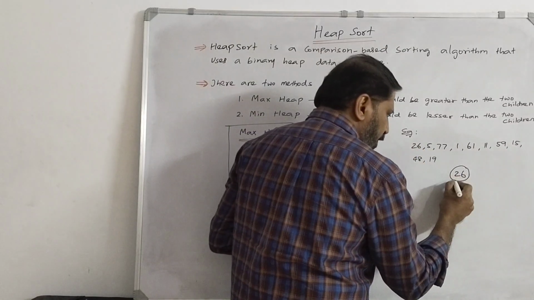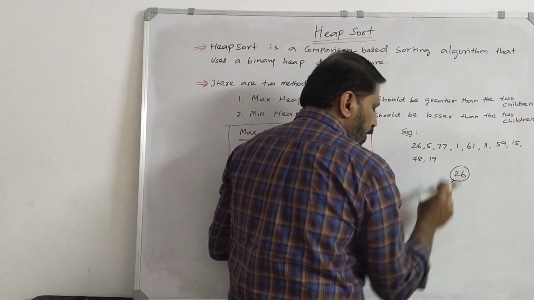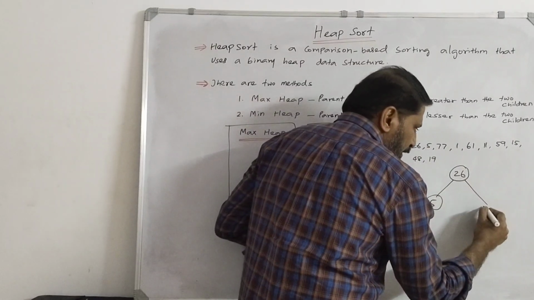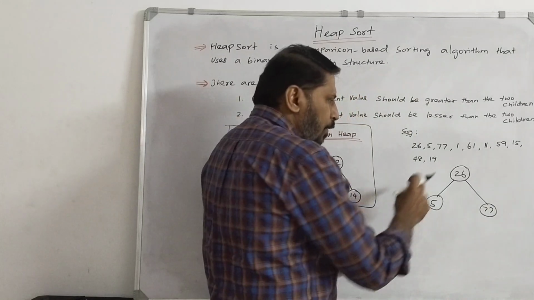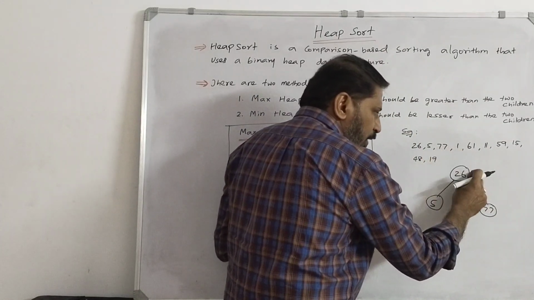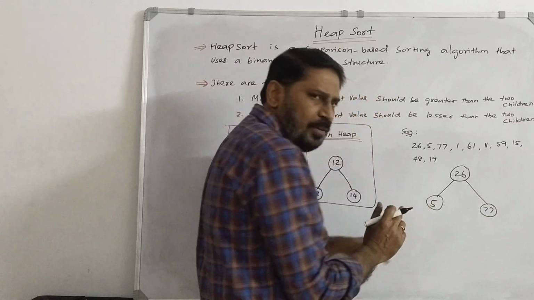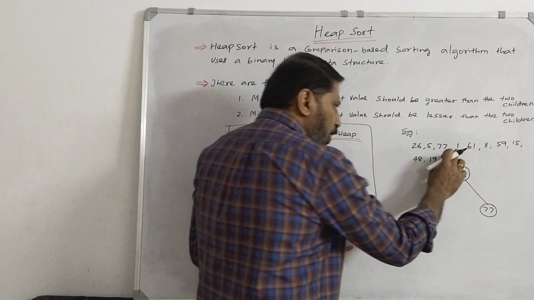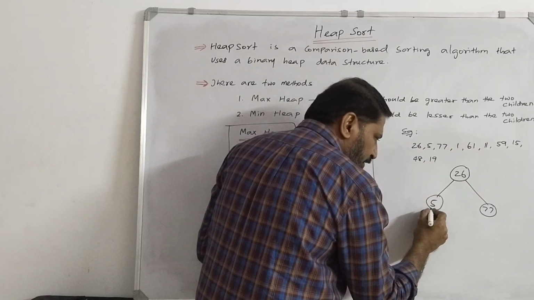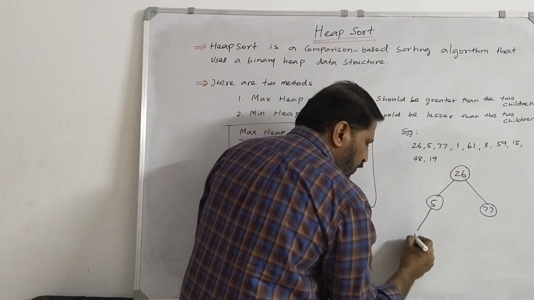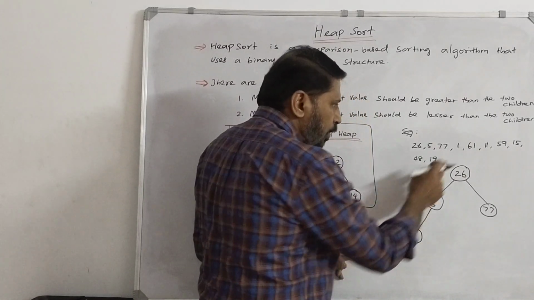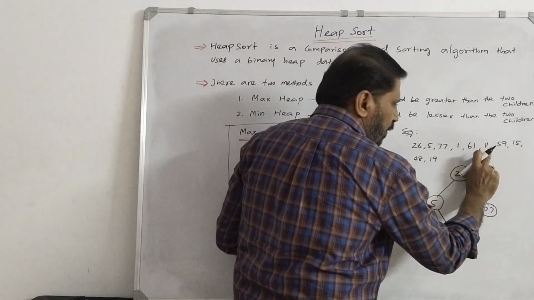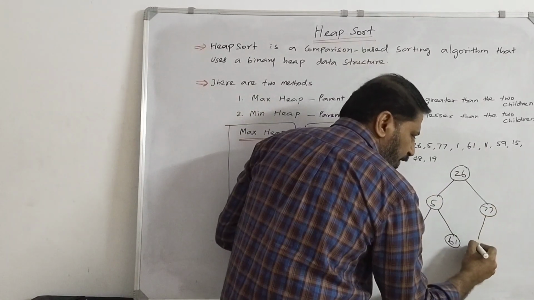And we take the second number, 5. The second number is the left child of that particular root, and 77 is the right child. Then the third number is 1. We are unable to insert it here because as per the binary tree rule, only two children are allowed. So 1 automatically comes in the next level, as the left child of parent 5. Then 61 comes as the right child of 5. Then 11 is the left child of 77.